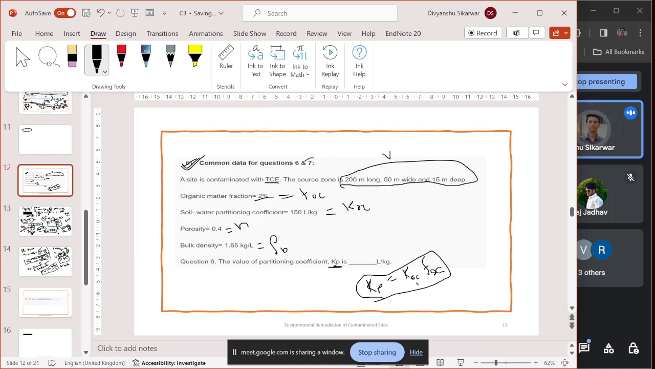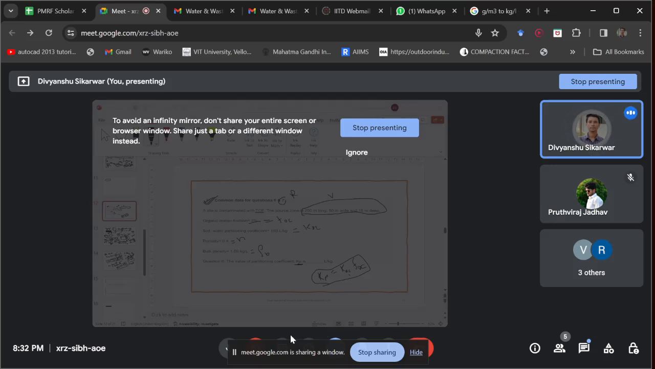There's an additional question, question 7, which depends on this same data. So first calculate Kp, then we will move forward. The seventh question will ask for R, the retardation factor. Try to solve.